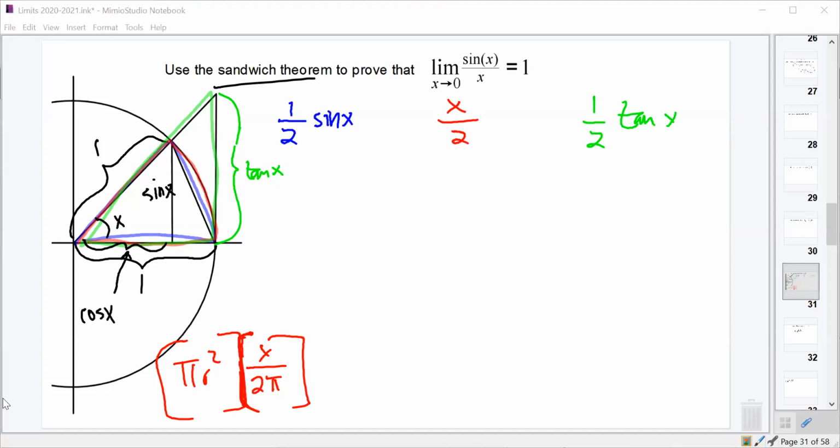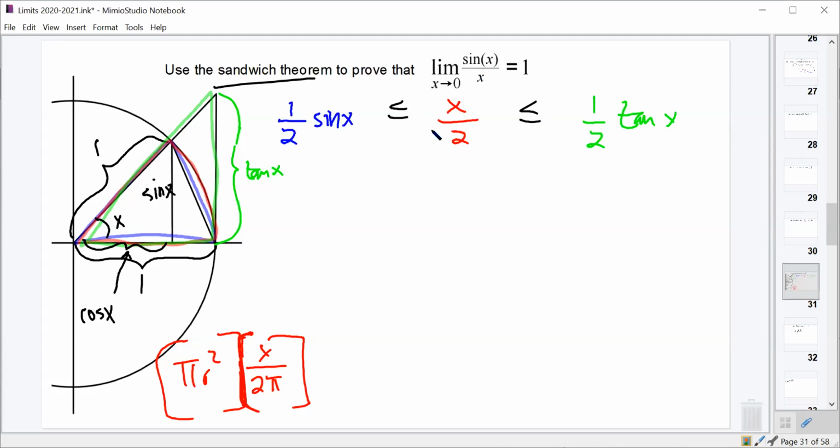So what is the relationship between the area of that blue triangle, the area of the sector of the circle, and the area of the green triangle? The green's bigger than the red, which is bigger than the blue. Exactly, right? We know that this must be true. And this now looks like an inequality that we could use the sandwich theorem with, except that the thing we need in the middle is supposed to be sine x over x, and x over 2 is nothing like sine x over x, is it? Other than the fact that it's got an x in it.